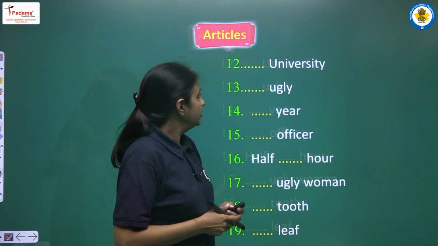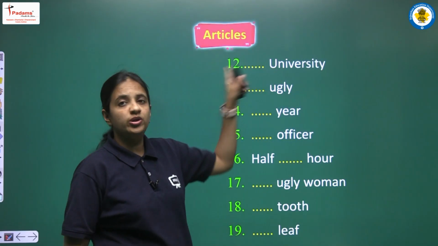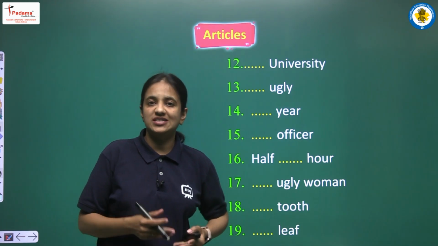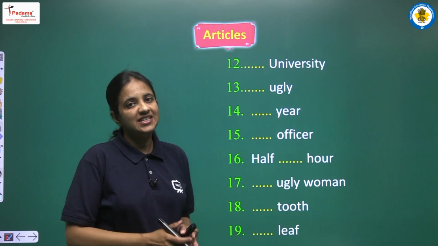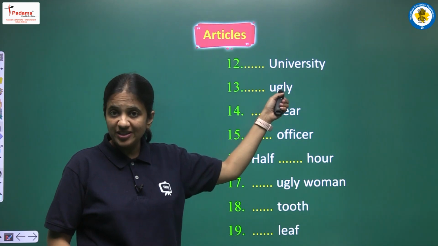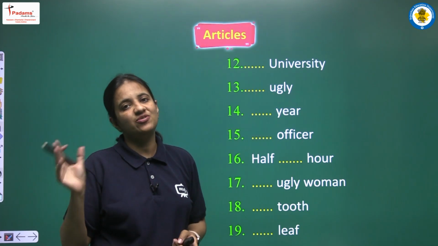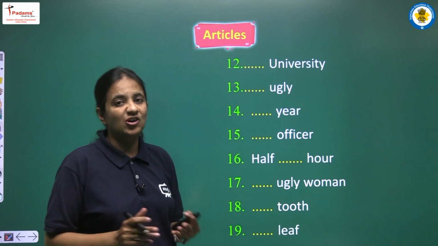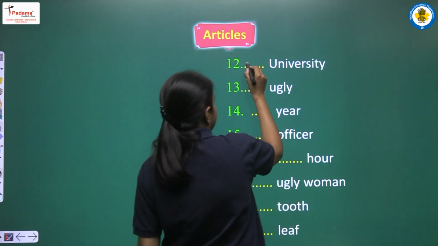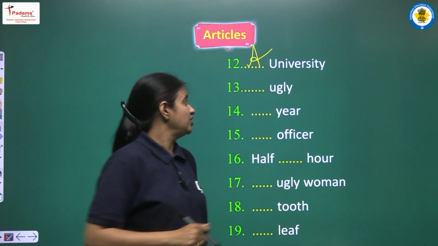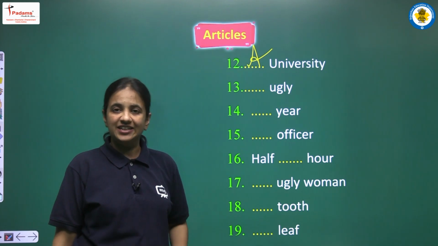Okay. So students, next we are having university. After focusing on the pronunciation, we can say that it is having a consonant sound in the beginning, right? University. So we are having "yu" here. That is a consonant sound, and because of that, in this blank we will write a. So it will be a university, right?